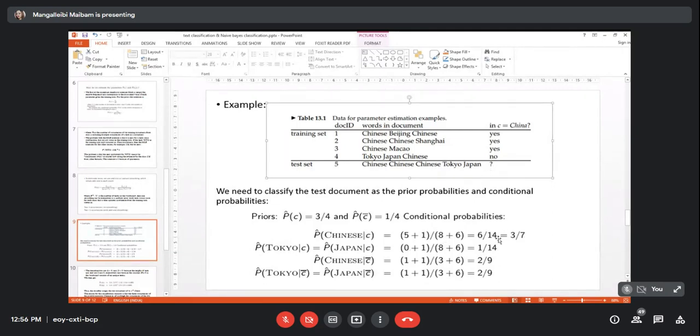So 3 by 7 for Chinese in China class, Tokyo and Japan in China class 1 by 14, Chinese in not China class 2 by 9, Tokyo and Japan in not China class 2 by 9. Okay.